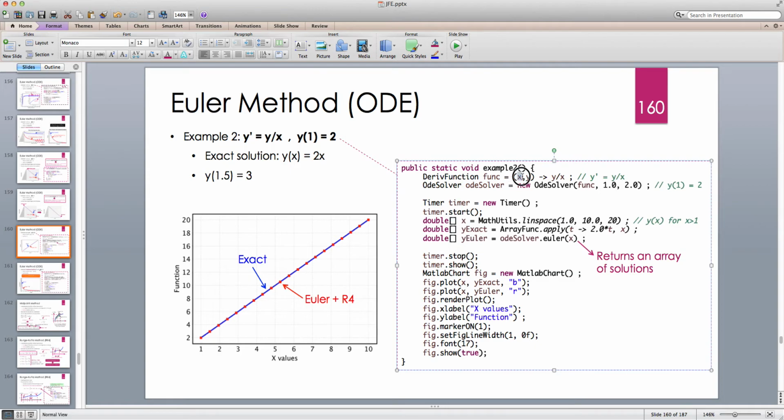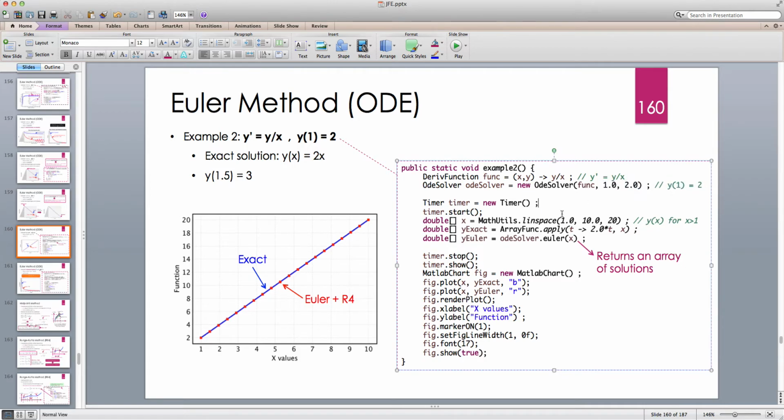X is a double number, y is a double number. And after defining the interface for f of x and y, we create an ODE solver object. ODE solver, new ODE solver, and in the ODE solver's constructor we pass the function, the initial point, which is x equals 1, and initial value y of x equals 1, which is 2.